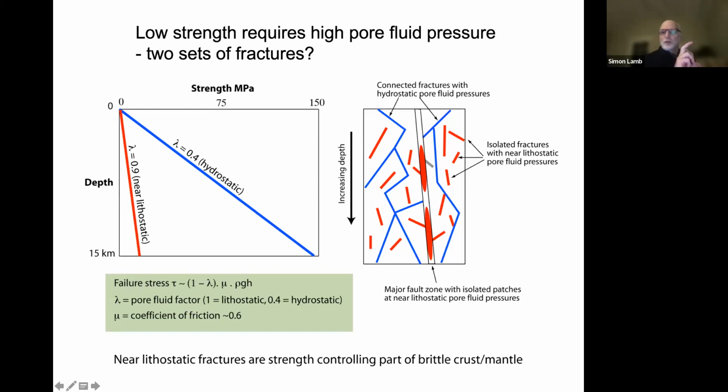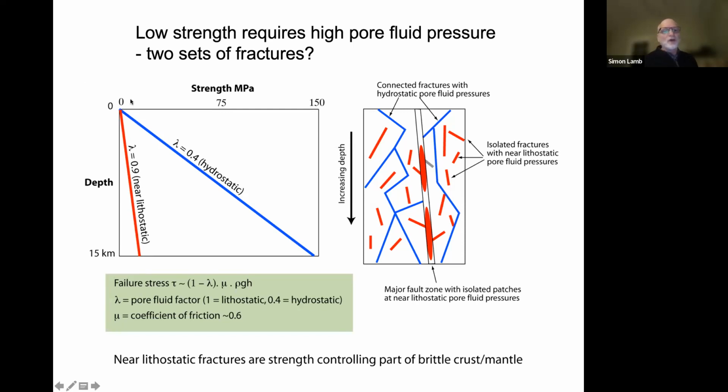if you drill into rocks, certainly in the top few kilometers, the pore fluid pressures that prevail are hydrostatic. In other words, all the fractures are connected and they're just feeling the weight of the water. So you have these hydrostatic conditions. And if the conditions are hydrostatic, then you'd expect the rocks to be a lot stronger than you actually observe, possibly an order of magnitude stronger.